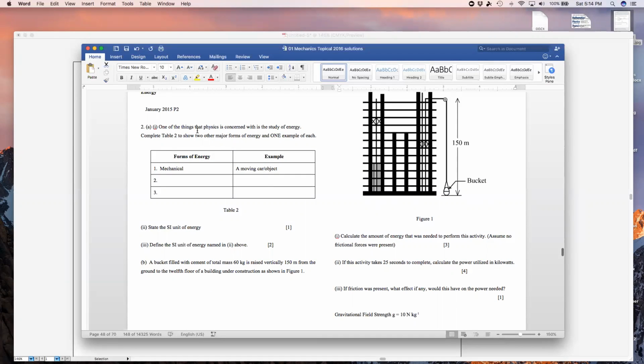One of the things that physics is concerned with is the study of energy. Forms of energy and examples. Two major forms of energy and one example of each. So we have mechanical energy. What is mechanical energy? Anybody would like to tell us what is mechanical energy in the chat window or audibly? I want a participation here.